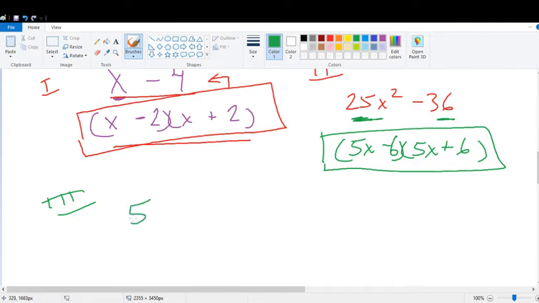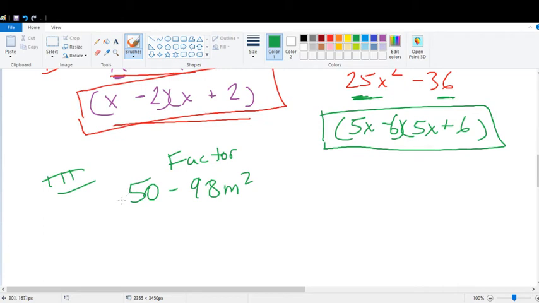Let's do 50 minus 98m squared. We're going to factor this one. First thing you want to do is determine if we can simplify this. So is there a number that can divide 50 and 98? They're both even, so I can divide them by 2. This is going to be 25. This is going to be 49m squared.